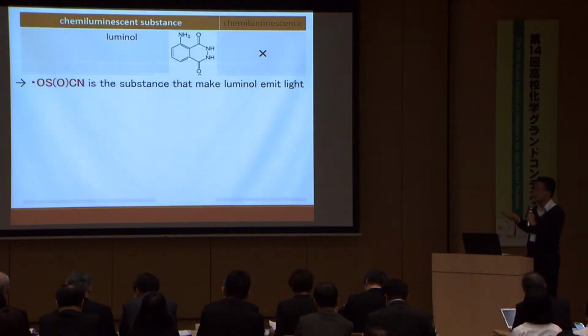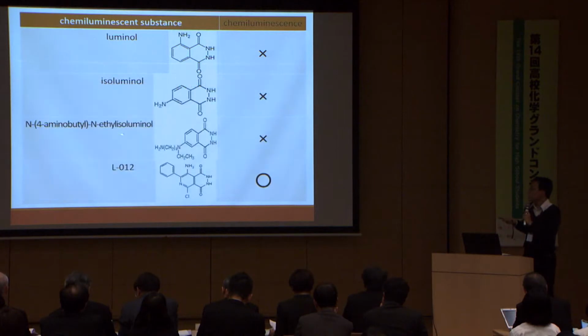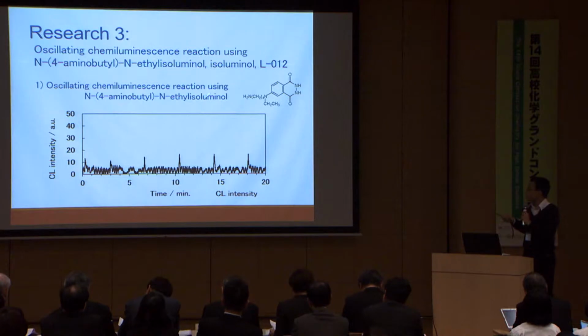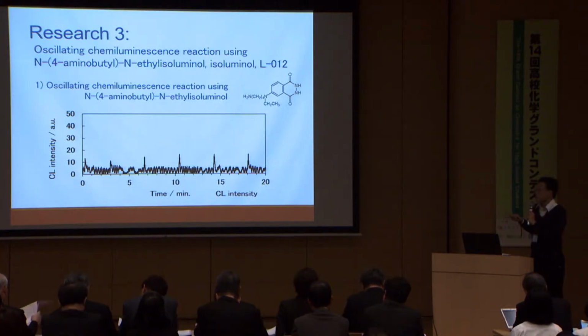As a result, it did emit light, which means that this radical is the substance that made luminol emit light. We also tried 3 other chemiluminescent substances, and only L012 reacted with this radical. So next we tried to use these three other chemiluminescent substances instead of luminol for the oscillating chemiluminescence reaction.